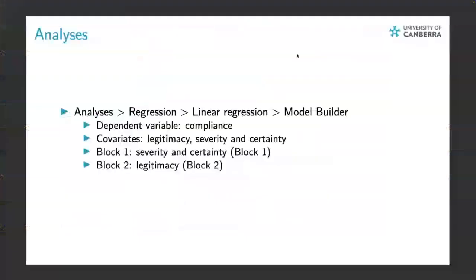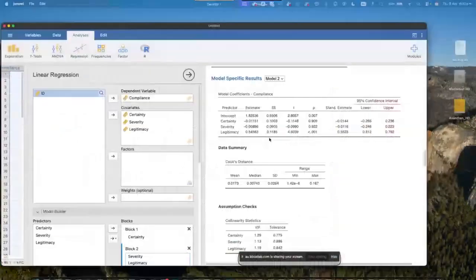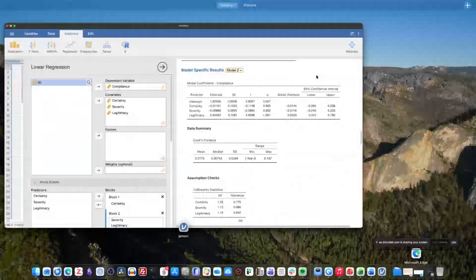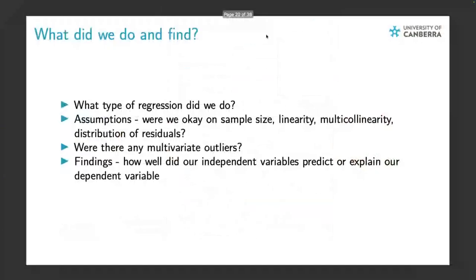Great, so that is our model. We have run it, and you can toggle between your models as I've shown you. You can flick back and forth and get the 2 models there, which is a nice feature. So the main things: what did we do and what did we find? What type of regression? We did a hierarchical regression. Were we okay on sample size? No, but we were for linearity, multicollinearity, and distribution of residuals.